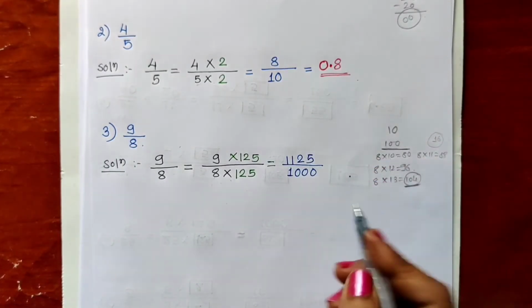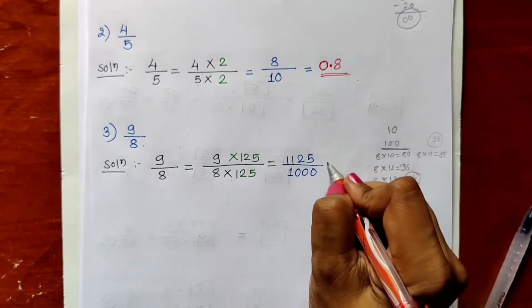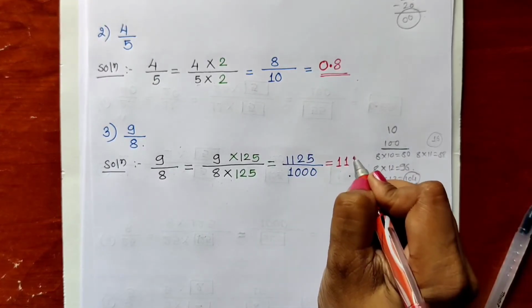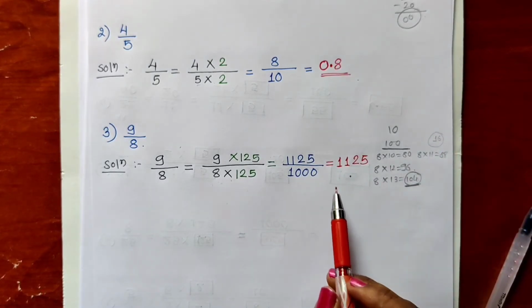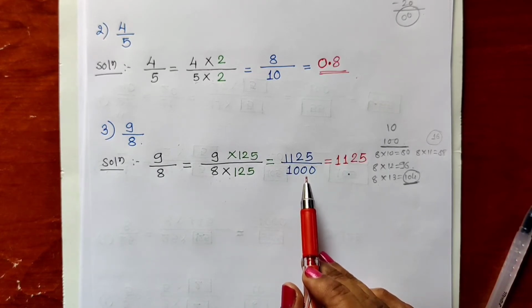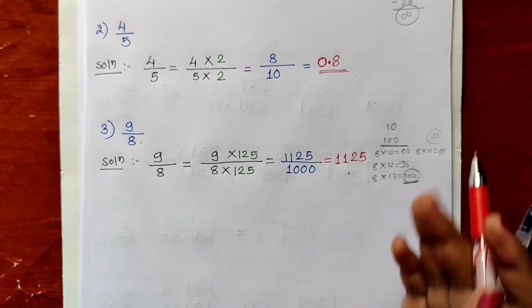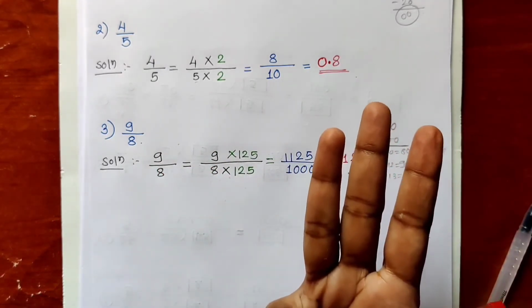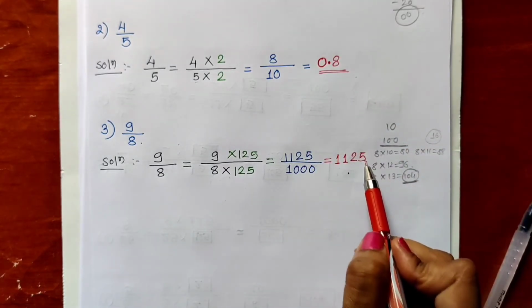1125. Now we have to convert it into a decimal fraction. For the conversion to a decimal fraction, what should be done? We write this number in the numerator as it is, 1125. Now we will put a decimal point in this number. How to put the decimal point? We have to see how many zeros are there in the denominator. In the denominator there are 3 zeros: 1, 2, 3. So from right to left we count 3 digits and put the point before those 3 digits. So 1, 2, 3.